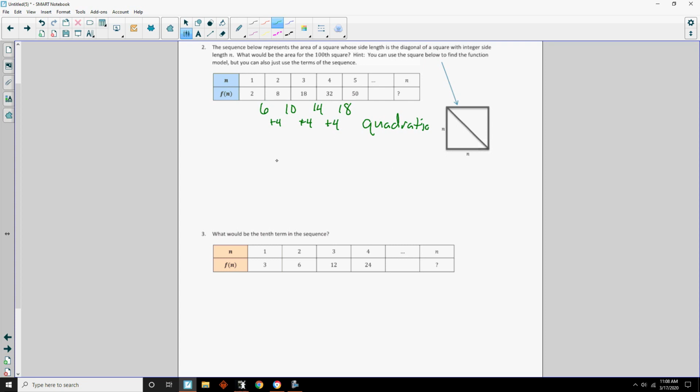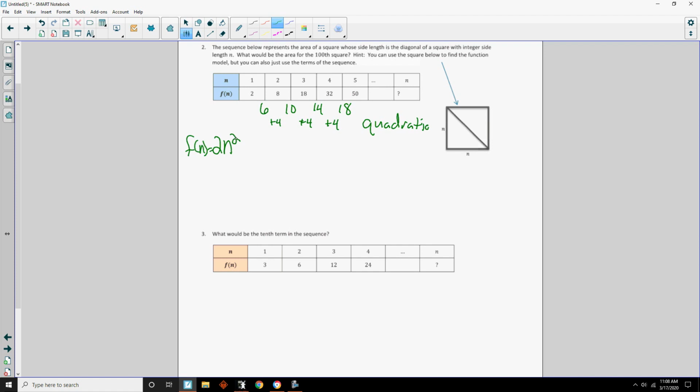Okay, so we know we have an n squared. But if n is 1, 1 squared is 1, so I don't get my first term to be 2, so I need to multiply that by something. Well, what do I multiply 1 by to get 2? And that is 2. So I know my first term is 2n squared. So my f of n equals 2n squared.